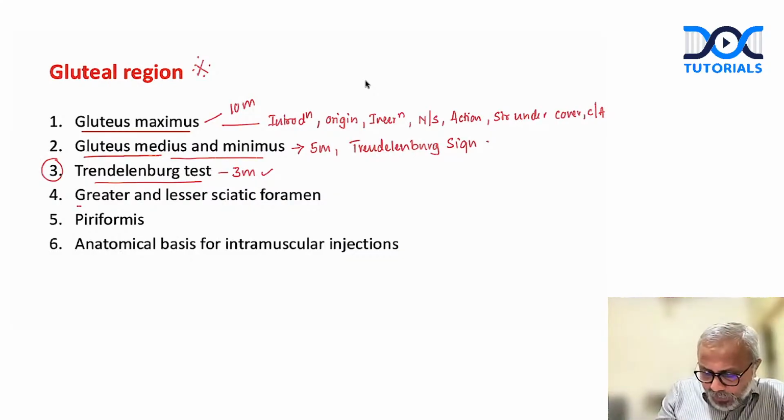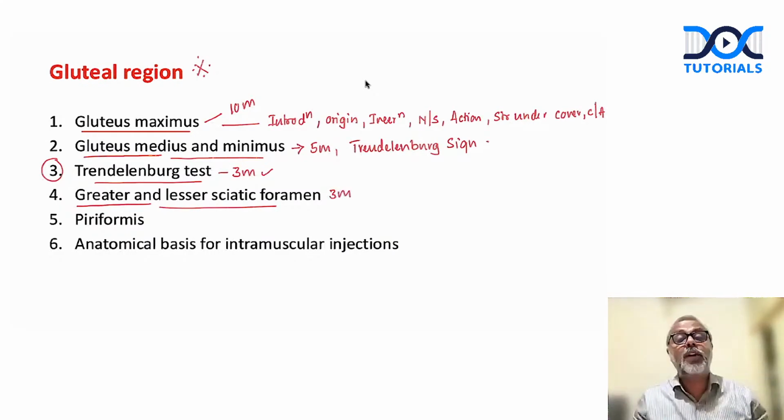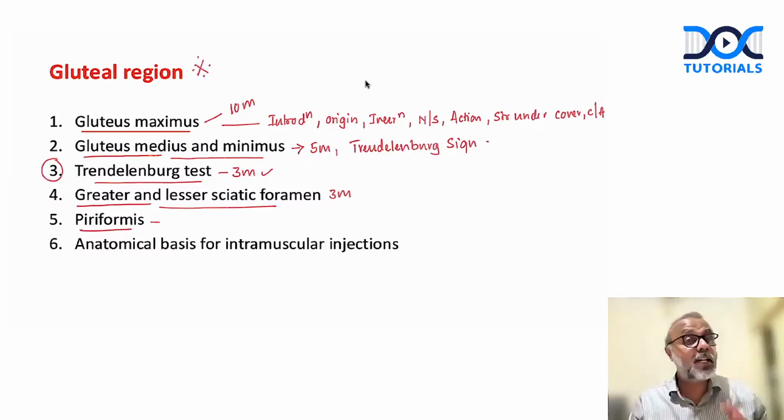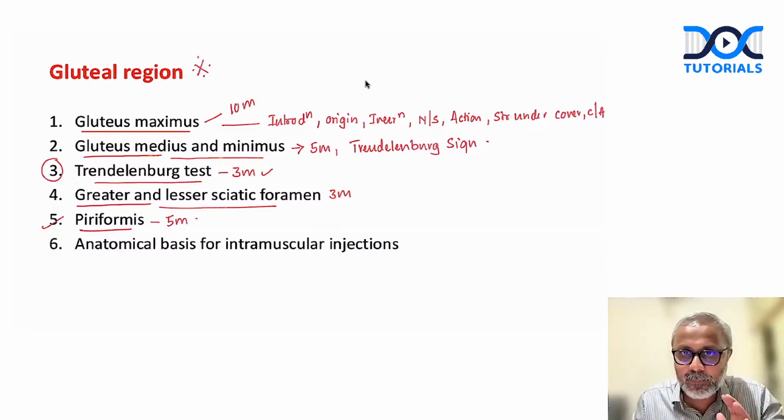Then one question we can get here as a 3-marker is, what do we mean by greater sciatic foramen and lesser sciatic foramen? What are the structures passing through them? This could be an important 3-marker. Piriformis muscle: the piriformis muscle is also called the key muscle of the gluteal region. Why is it called the key muscle of the gluteal region? Because of the important relations it presents. So this could be an important 5-marker question for our university exam.